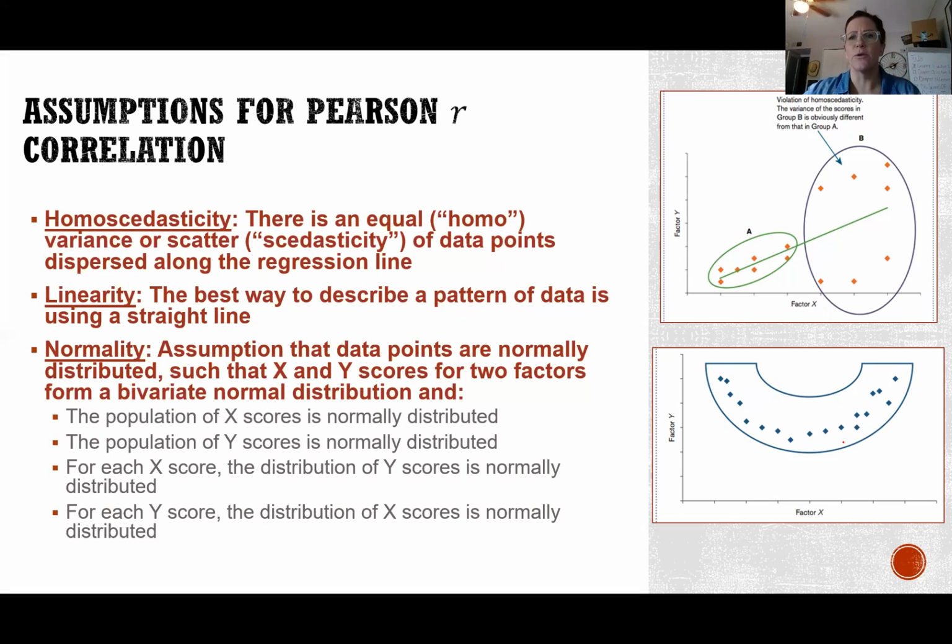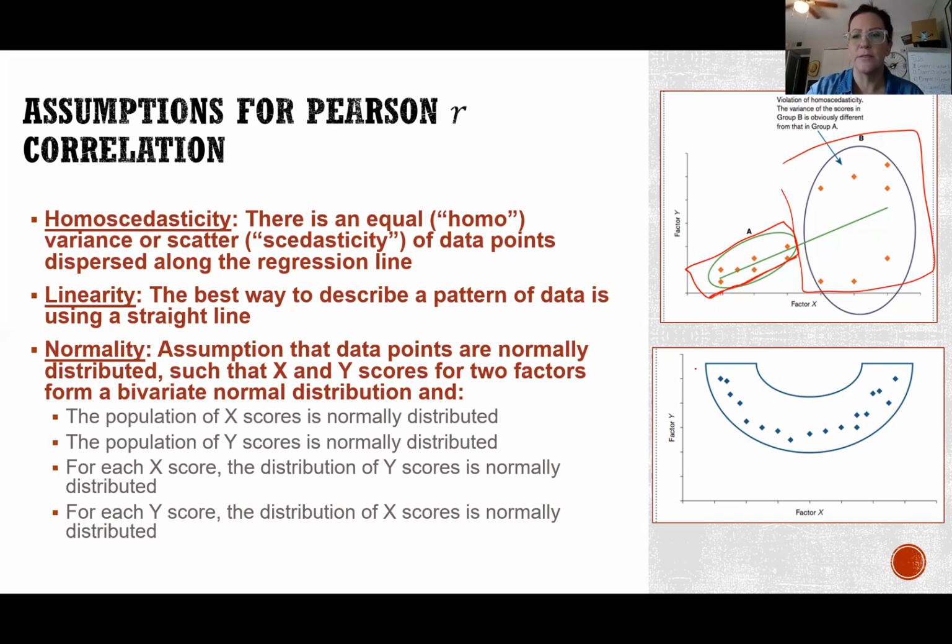equivalent. So if you'll notice, there's very little variance across the regression line in this area, okay? But then all of a sudden, at this area, there's this huge variance. So that's a problem. That would be problematic if we saw that in a scatter plot for Pearson R correlation. And the very most important is that we need to have linearity. We cannot run a Pearson R on data that's not linear.